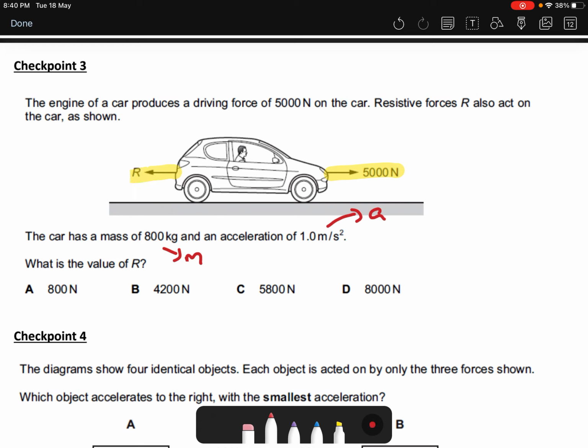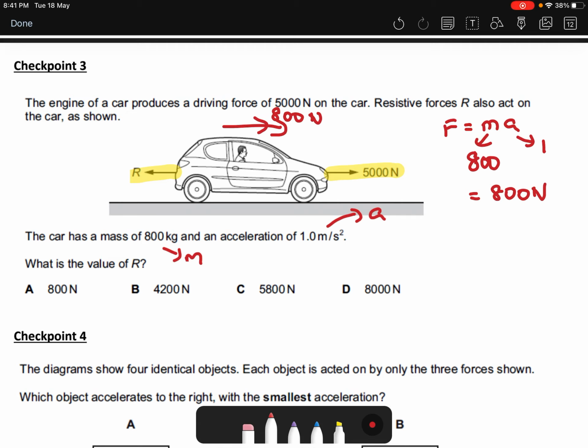Okay, so first of all, we need to determine the value of your resultant force. So the value of the resultant force is 800 times your 1. So the value of resultant force is 800 Newton. And of course, the resultant force must be in the forward direction. Cannot be in the backwards direction. Doesn't make any sense. Right? So we have a resultant force of 800 Newton forward.